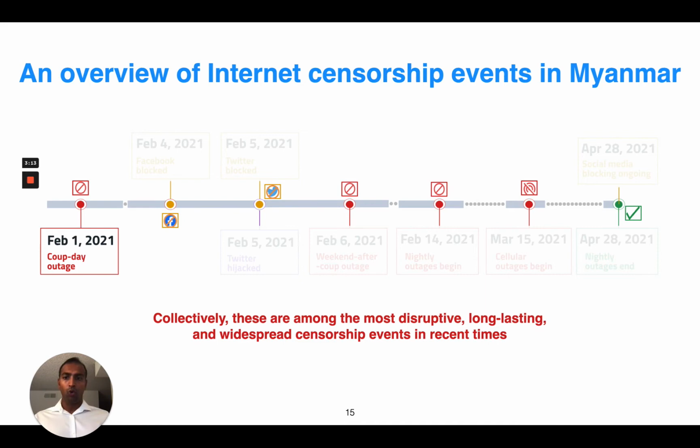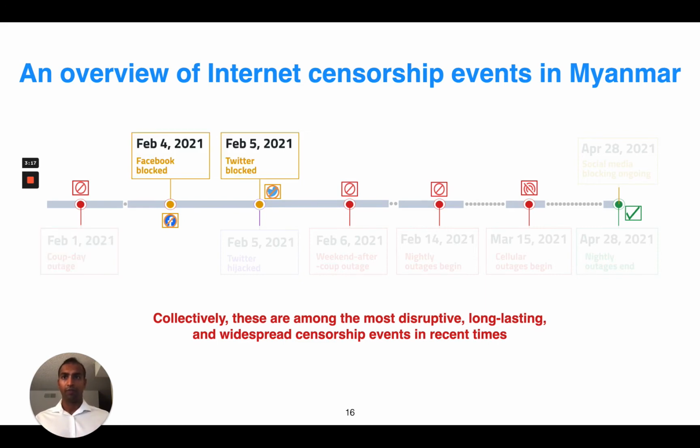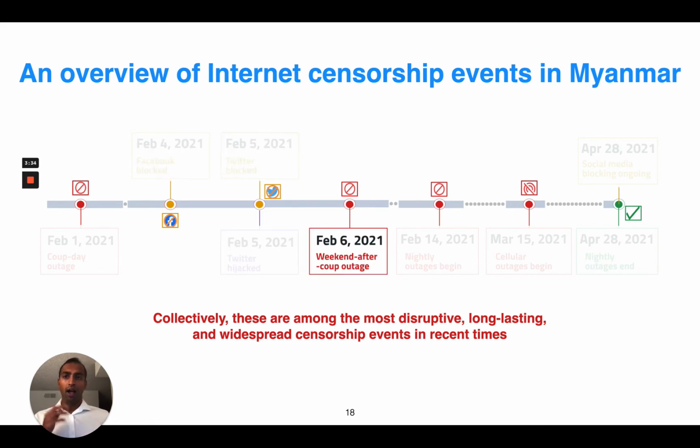On the day of the coup, an internet outage affected several providers in Myanmar for different durations. This is followed by social media blocks, with Facebook being blocked on the 4th and Twitter blocked on the 5th. And on the same day that Twitter was blocked, we also observed a Myanmar AS hijacking address space belonging to Twitter, leading to collateral damage for users beyond Myanmar's borders. As protests intensified over the weekend, a massive internet outage lasting longer than 24 hours affected most ISPs in Myanmar.